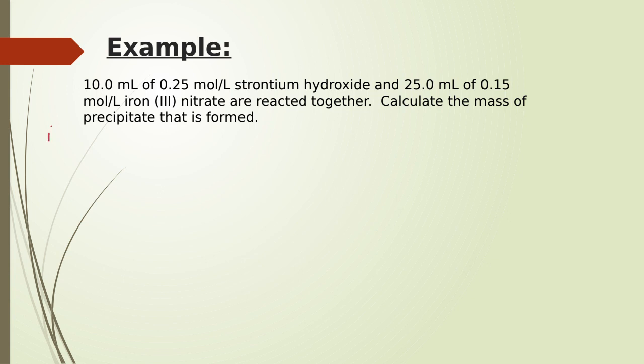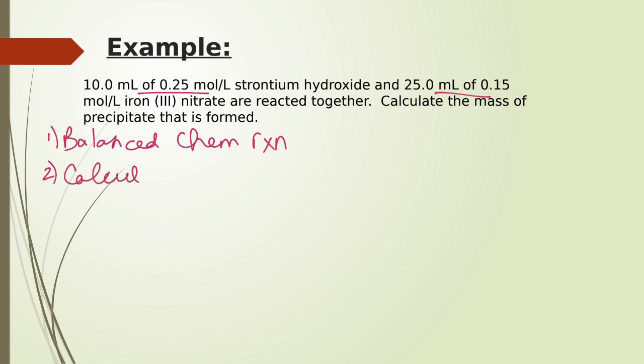So the first thing you're going to have to do is come up with your balanced equation, and I'm going to let you do that. So number one, the balanced chemical reaction or equation, however you want to say it, and determine your precipitate in number one as well. Get the solubility chart out and figure it out. Number two, you're going to notice that we have info about both of our reactants, so we're going to have to calculate the moles available of each reactant.